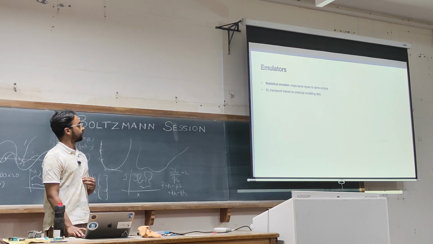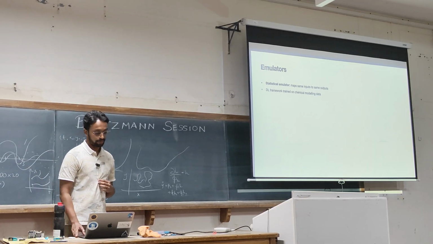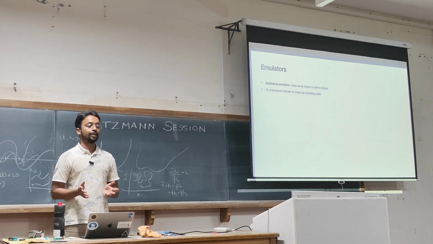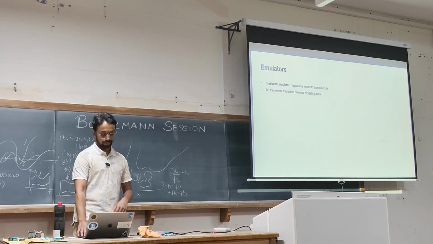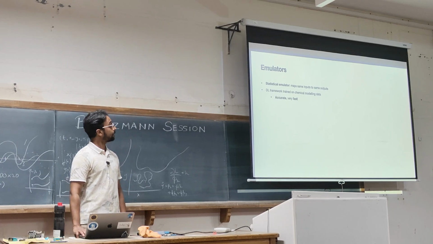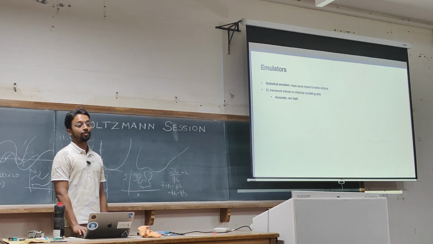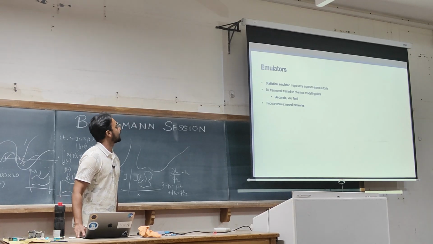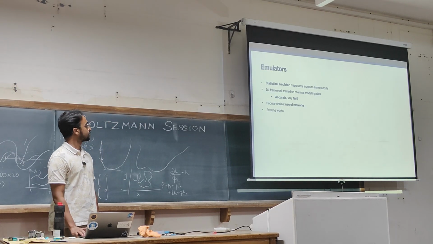Typically it is a deep learning framework trained on chemical modeling data. People have used different kinds of deep learning frameworks to construct emulators, but they can be quite accurate and very fast. Like you saw, a neural network can approximate anything you want, and neural networks are quite good at this.